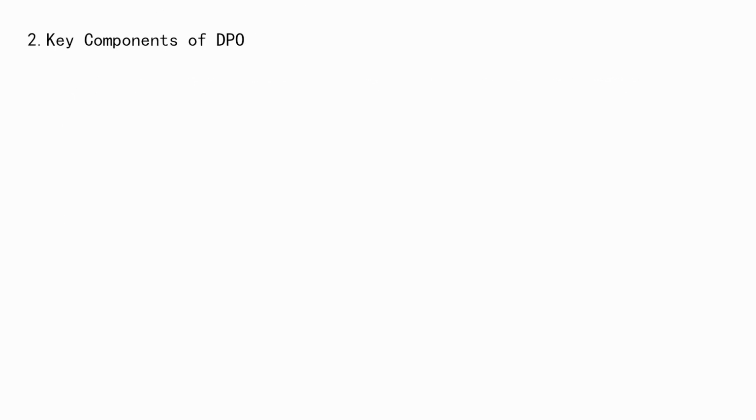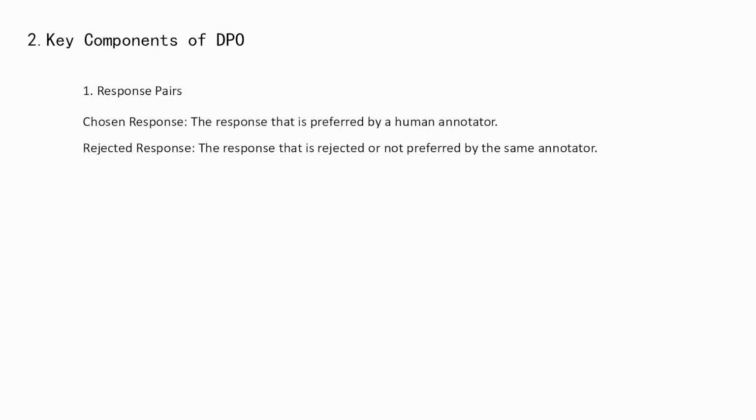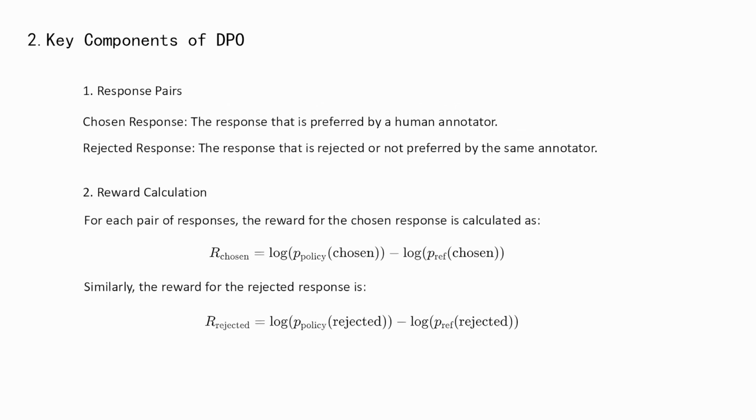Key components of DPO. 1. Response pairs. Chosen response: the response that is preferred by a human annotator. Rejected response: the response that is rejected or not preferred by the same annotator. The goal is to train the policy model such that it generates responses closer to the chosen response, rather than the rejected one.